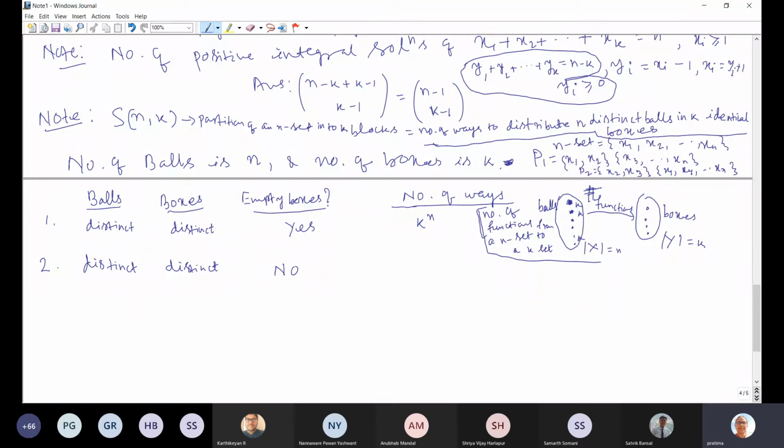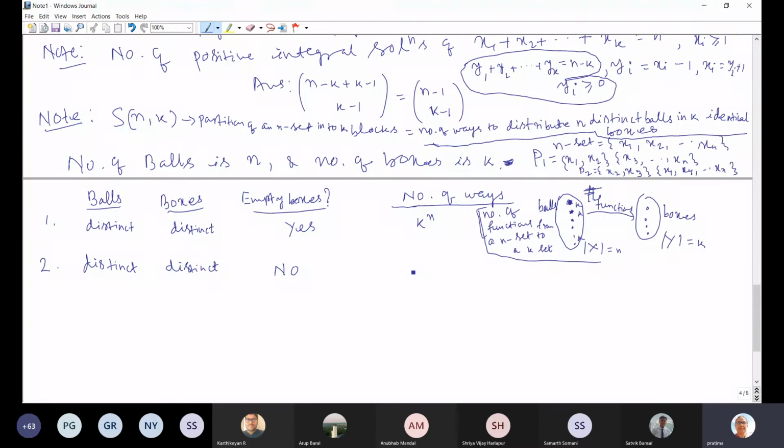Which one will be your NPK? The second one, where balls are distinct and boxes are distinct. Oh, here you are saying. Okay, so see this. Here we are taking boxes also as distinct.